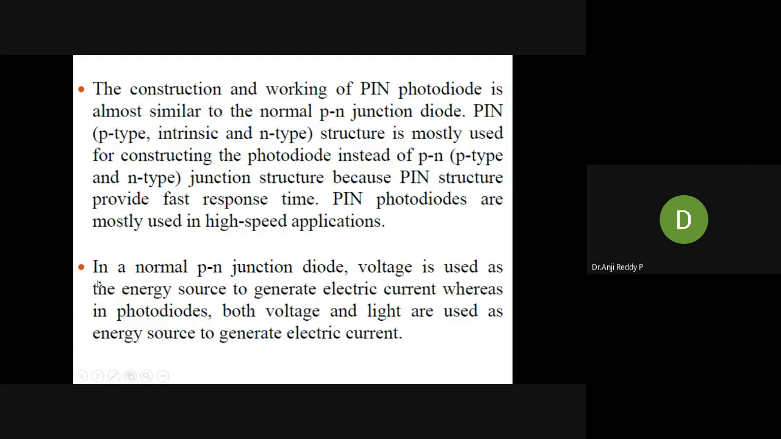Remember, in a normal PN junction diode, whatever you studied, the energy source is voltage, used to generate electric current. Whereas in photodiodes, we can use both voltage and light as the energy source to generate the electric current. This is about the PIN photodiode introduction. Next we will study the construction.